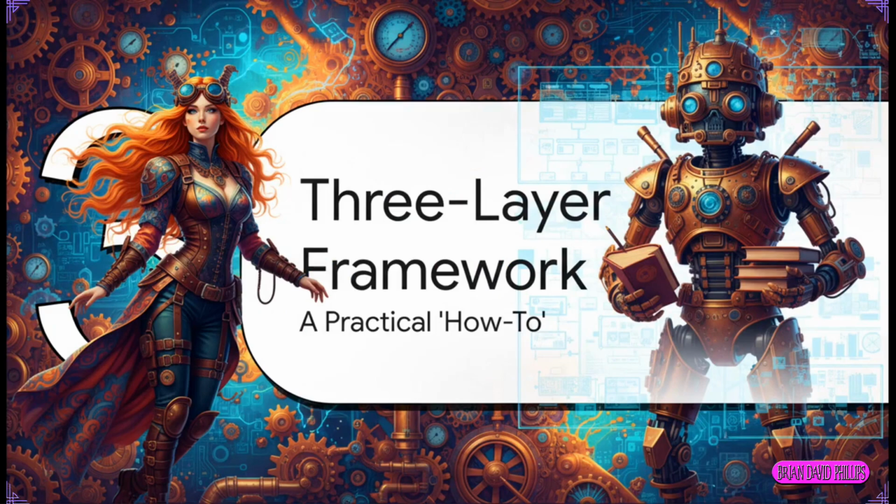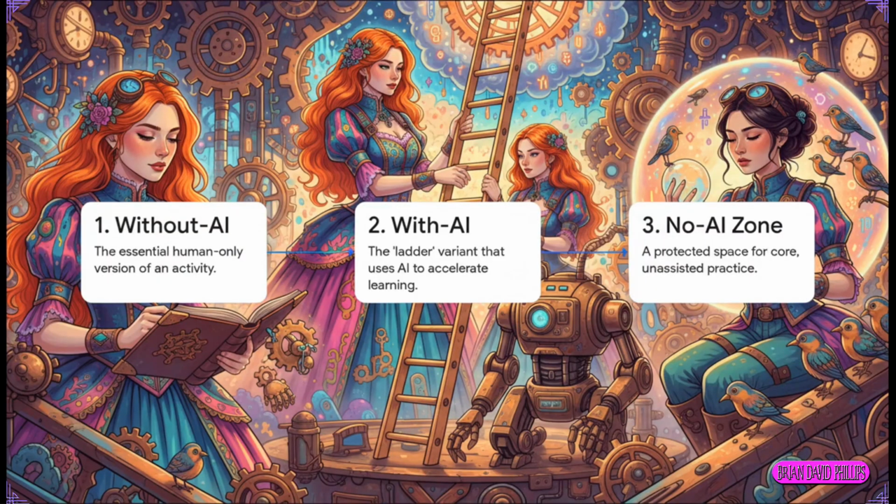All right, so we've got our why, this human first principle. Now let's get into the how. Let's look at a really practical framework for actually designing tasks for the classroom. What I love about this 3-layer approach is just how intentional it is. First, you design a without AI baseline. What's the core human-only version of this task? Second, you design a with AI enhancement, figuring out precisely where AI can act as that ladder to speed things up. And third, and this is so important, you deliberately create a no AI zone, a protected space for those essential skills, like writing a first draft, where students really need to hear their own unassisted voice.